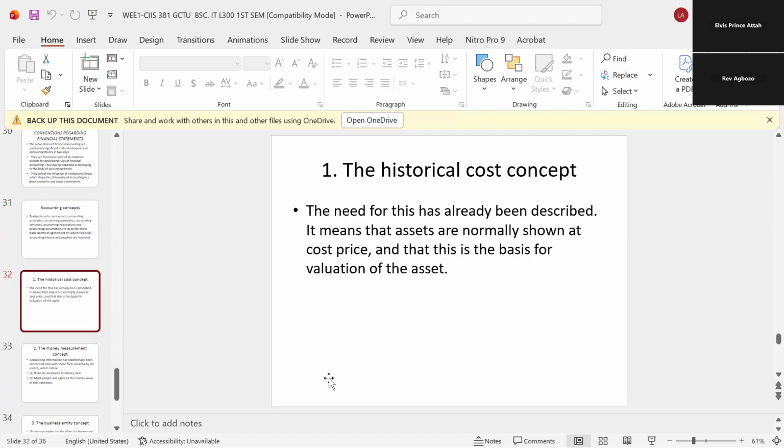So one of those principles or concepts is the historical cost concept. The historical cost concept states that transactions or things that are recorded in financial statements are things that have actually happened. It has already happened. It's not forecasted. It has actually happened, and it is at the cost at which it has happened. So if you buy a phone for 2,000 cedis today, and tomorrow they are selling it at 2,500, you are recording 2,000 cedis, not 2,500. That is what we mean when we say historical cost.